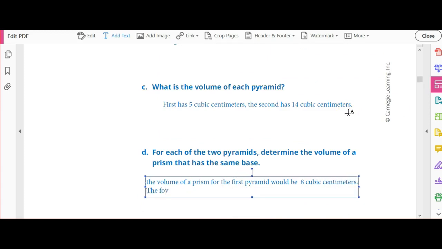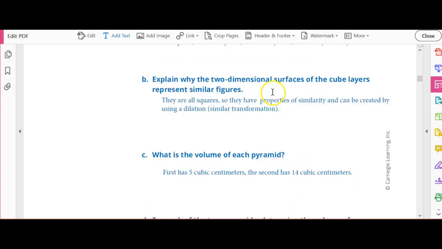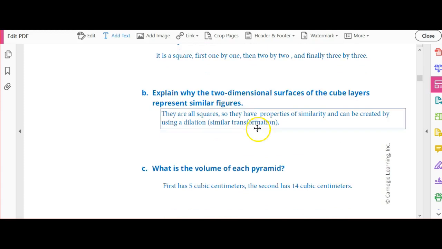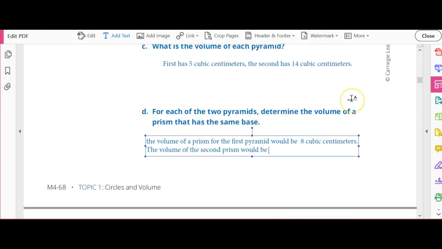The volume of the second prism would be, if we take a look at the second one, we would have 9 in that first row, and then the second row would also have 9, and the third would also have 9. So it would be 27 cubic centimeters.